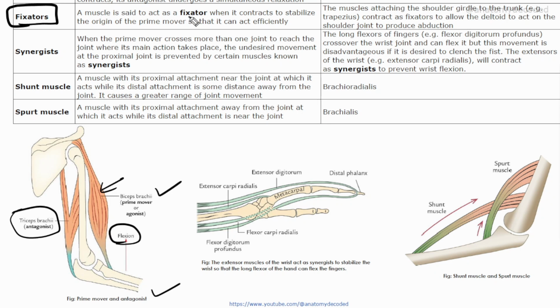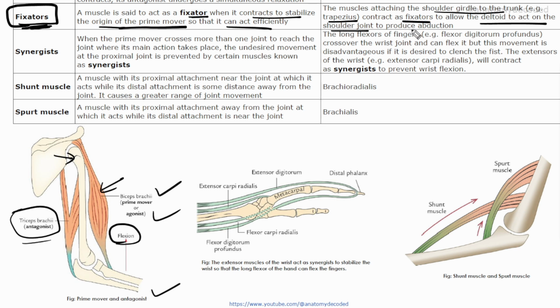Fixators. A muscle is said to be a fixator when it contracts to stabilize the origin of the prime mover so that it can act efficiently. Some muscles will stabilize the scapula and the humerus for the prime mover and antagonist to act efficiently. Those kinds of muscles are referred to as fixators. Read this example: the muscles attaching the shoulder girdle to the trunk, for example trapezius, will contract as fixators to allow the deltoid to act on the shoulder joint to produce abduction. So if deltoid abduction has to be done, then the trapezius will act as a fixator.